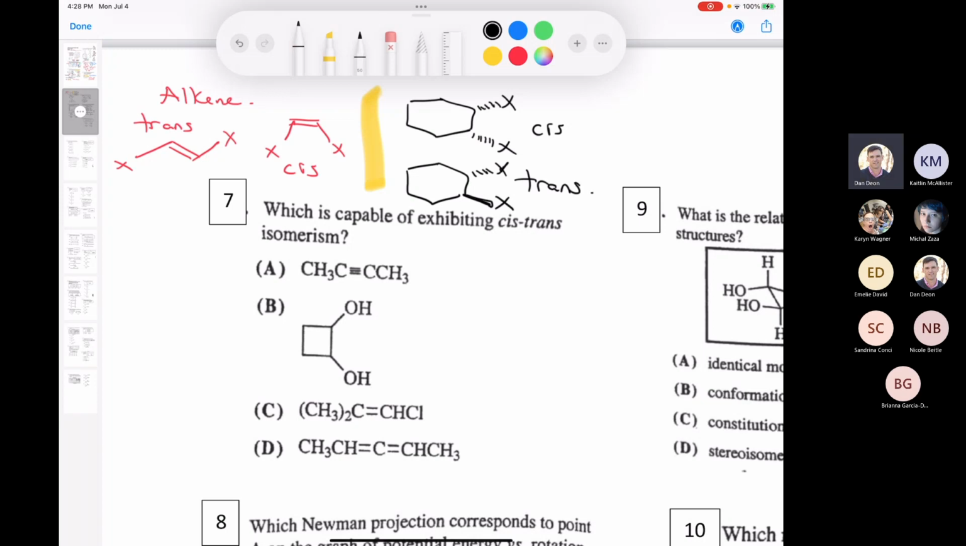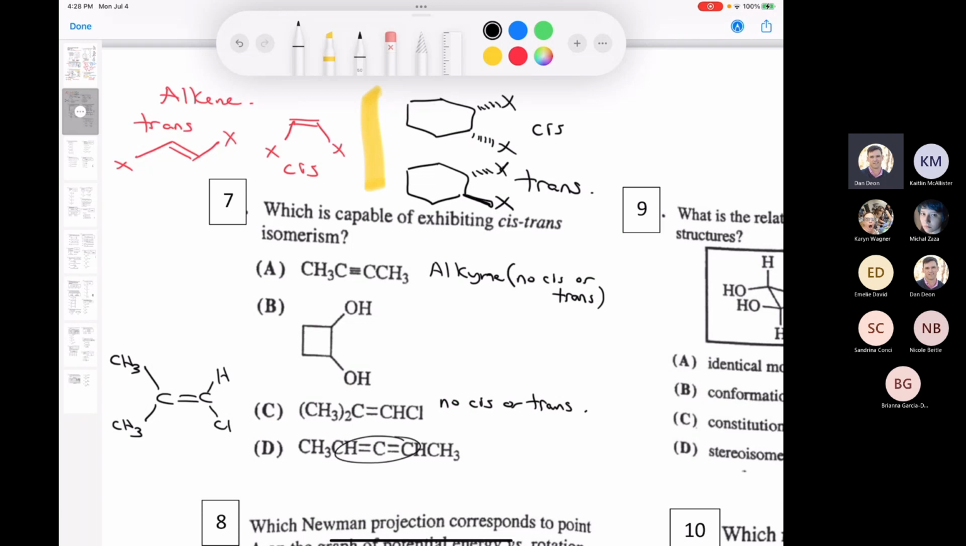So if we look at these questions, this one is an alkyne, and an alkyne has no cis or trans. So it can't be A. If we go to C and you draw the bond line structure of C, C is this, where you have a hydrogen and a chlorine, but then you've got two methyl groups here. And if you have two R groups that are the same on one of the carbons of the double bond, there's no cis or trans.